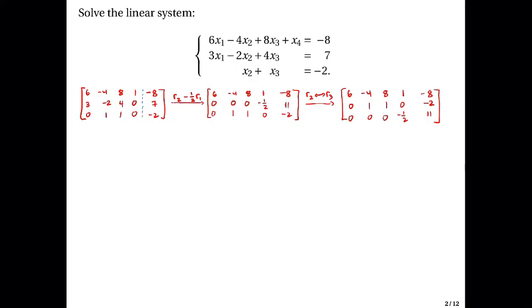We will multiply the third row by negative 2 to introduce the leading one on this row. So now, for the first row, we copy 6, negative 4, 8, 1, negative 8. For the second row, we also copy 0, 1, 1, 0, negative 2. For the third row, we multiply that by negative 2. So we will have this.